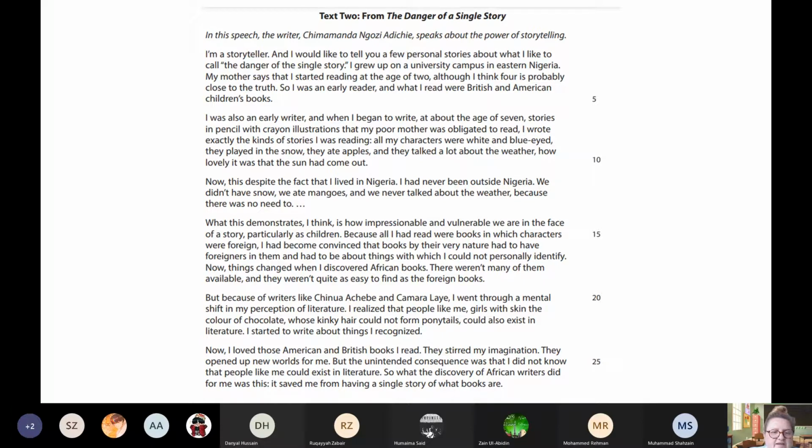Now, things changed when I discovered African books. There weren't many of them available, and they weren't quite as easy to find as the foreign books. But because of writers like Chinua Achebe and Camara Laye, I went through a mental shift in my perception of literature. I realised that people like me, girls with the skin the colour of chocolate, whose kinky hair could not form ponytails, could exist in literature. So I started to write about the things I recognised.